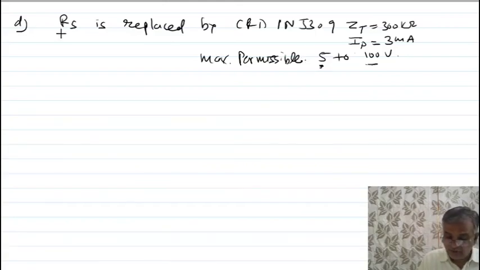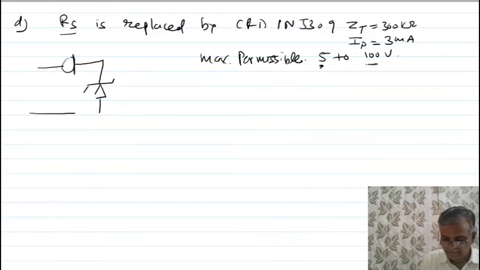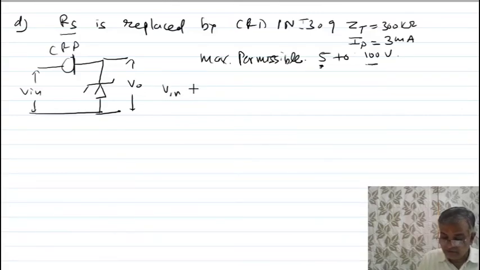Now, what are the questions? If this is replaced by this, let me replace. This is your VO, CRD. This is V in. Now, if V in increases from 30 to 32 volt, what is the change in output voltage? Second, if it is increasing from 30 to 60 volt, what is the change in output voltage?